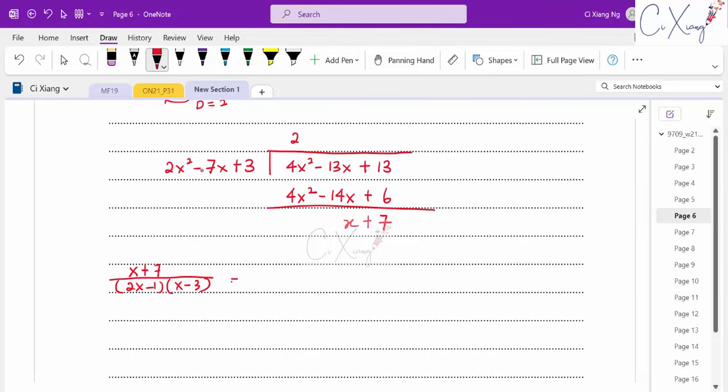Then if I want to expand it, I'm having A over 2x minus 1 and then B over x minus 3. Make the denominator disappear. To make the denominator disappear, I multiply the whole equation by the original denominator. After simplifying, this is what I get.